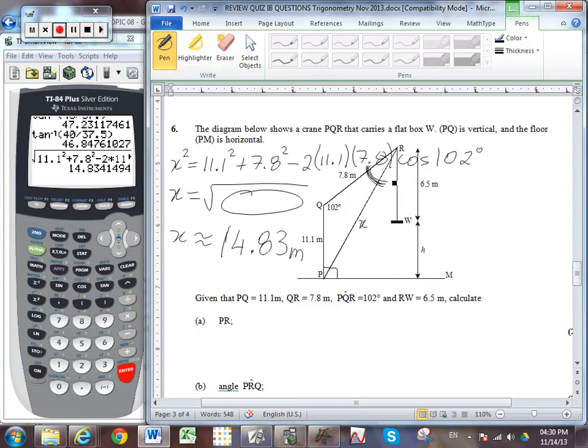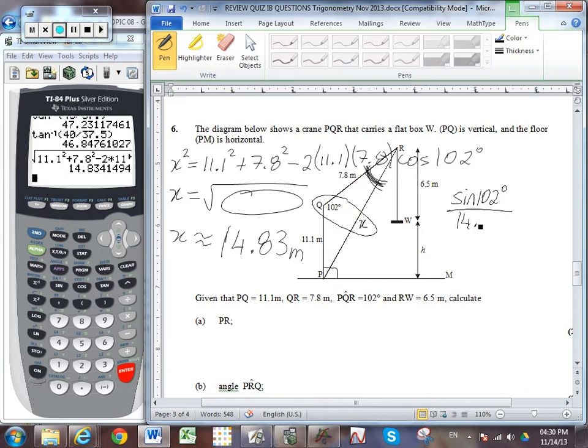So angle PRQ, well, that's also part of that non-right triangle. And because we now have the value of x, we now do have an opposite pair. So we could find this angle by using the law of sines. So the known ratio, sine of 102 degrees over its opposite side, which we just figured out is 14 point.